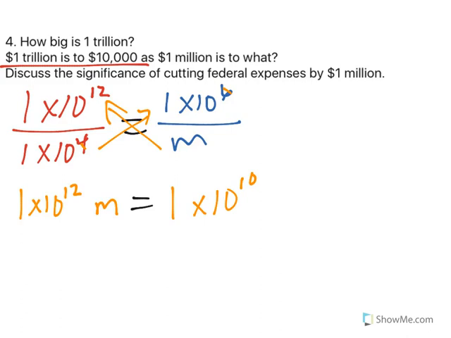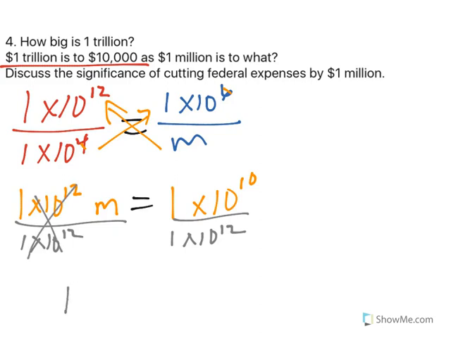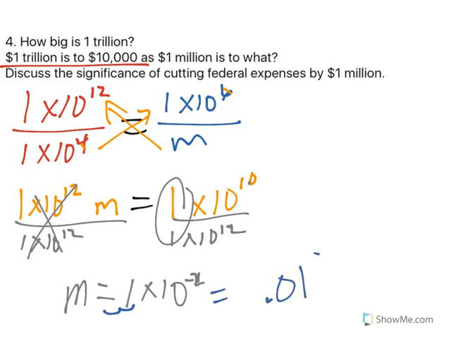Now recall that in solving proportions we divide by the number in front of the variable, which in this case is 1 times 10 to the 12th. So the value would be 1 times 10 to the 10 minus 12, which is negative 2. If you move your decimal 2 places over, you get 0.01. That's a penny. So $10,000 to a trillion is the same as a penny to a million.